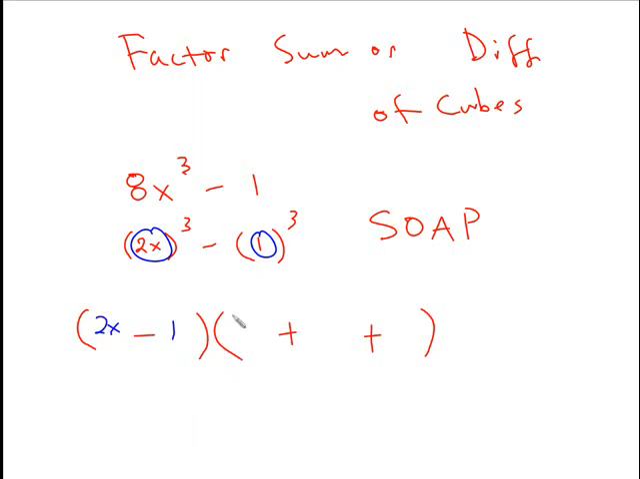Now, to get this term right here, you square this one. So that'll be 4x squared. To get this last term, you square this one. So 1 squared would be 1. To get the middle term, you multiply these two. So you end up with 2x. And don't worry about signs or anything when you're doing the multiplication, because you've already filled in the signs using SOAP. Okay? Let's try another example.